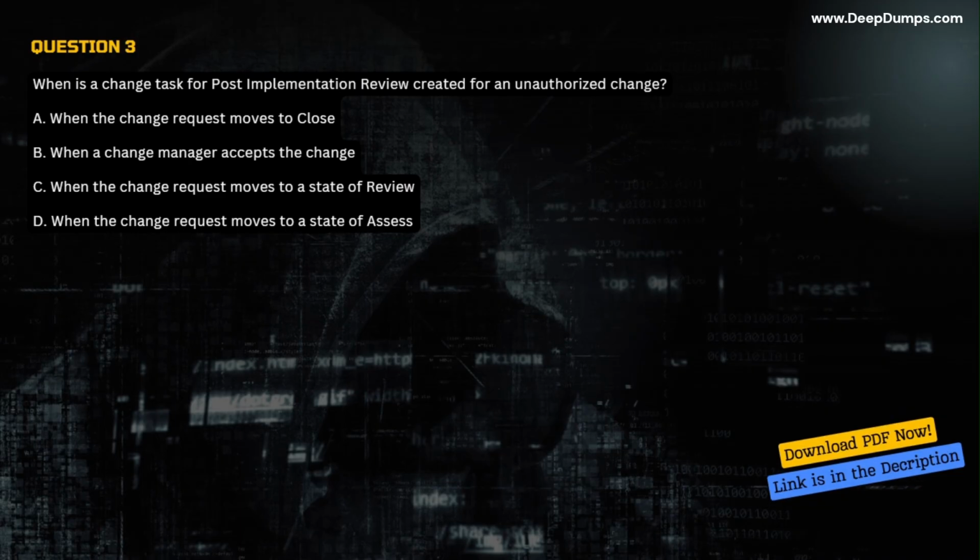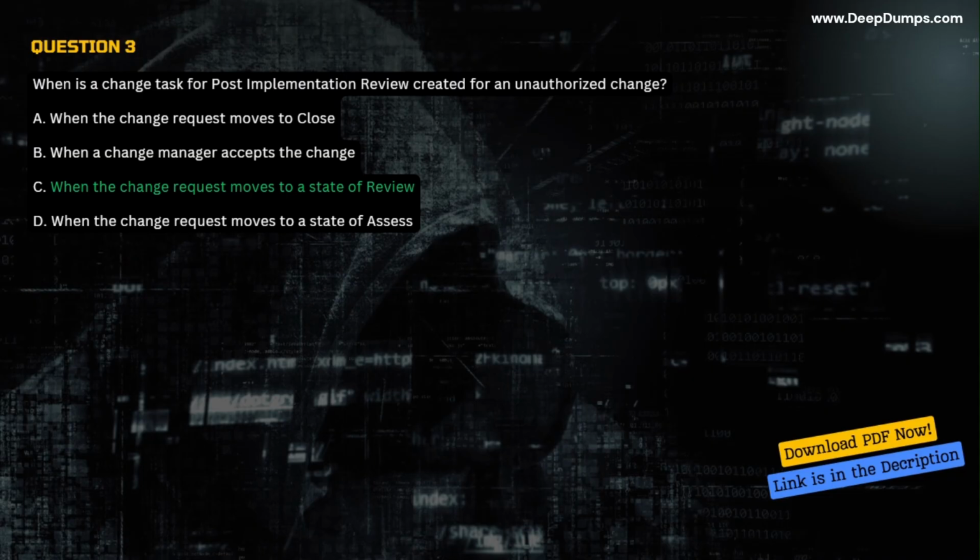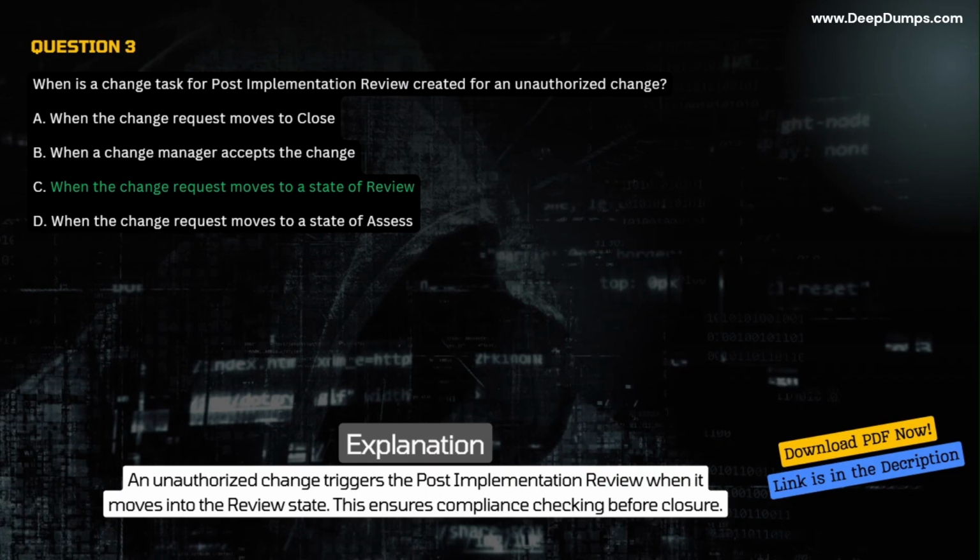Question 3. When is a change task for post-implementation review created for an unauthorized change? A. When the change request moves to close. B. When a change manager accepts the change. C. When the change request moves to a state of review. D. When the change request moves to a state of assess. Correct answer C. When the change request moves to a state of review. Explanation. An unauthorized change triggers the post-implementation review when it moves into the review state. This ensures compliance checking before closure.